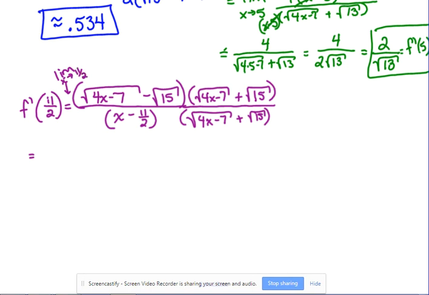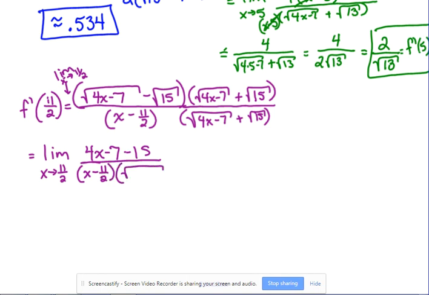This is the limit definition after all, right? The limit as x approaches 11 over 2. We get 4x minus 7 on the top minus 15 over x minus 11 halves. Now you're probably thinking, how is she going to make this one work out? Guess what? We get to do some creative factoring. All right. Negative 7 minus 15. That's negative 22.